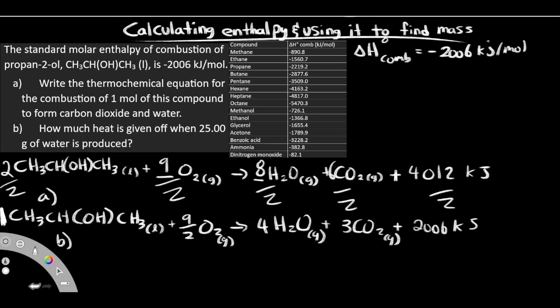How much heat is given off when 25 grams of water is produced? So we're actually not going to be focusing on this propan-2-ol anymore. We're going to be focusing on the water. All right, so we have 25 grams of this water. Again, I don't want to be working in grams. I always want to be working in moles. So I'm just going to, again, technically this is over 1, so we have 2 fractions here. Multiply by a fraction whenever you're in doubt. Put grams on the bottom and moles on the top so that my grams can eventually cancel out.